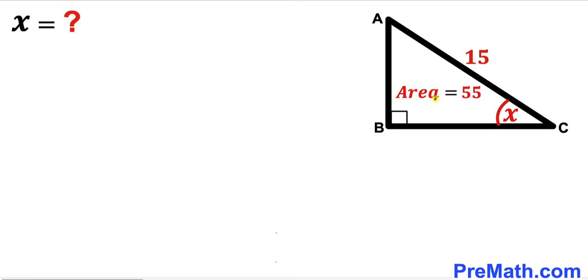We have this right triangle ABC, as you can see in the given diagram, such that the area of this triangle has been given to us as 55 square units, and the hypotenuse AC length is 15 units. Moreover, this angle ACB is represented by X, and this is our 90-degree angle. Now our task is to find the value of this angle X.